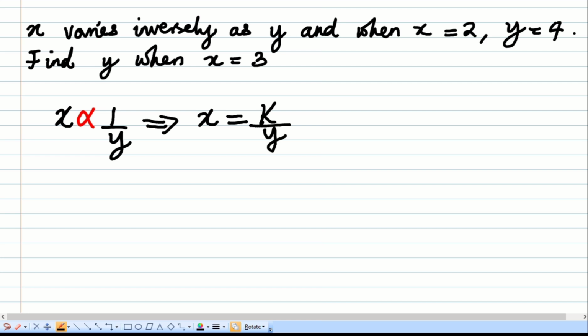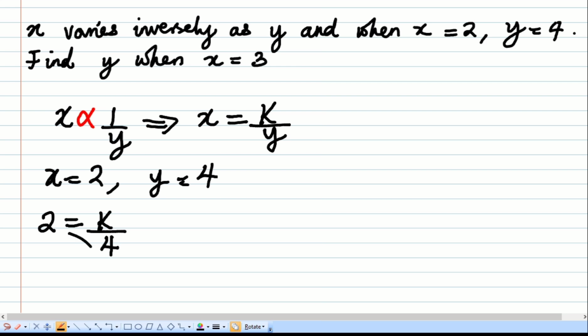Now, another secret you need to know is that the first values of x and y you're given are for you to find the constant. Remember, you must always find the constant. So, we're just going to say when x is equal to 2, y is equal to 4 from the question. So, we're going to substitute the values here. From this equation, we now have x, which is 2, equal to the constant over y, which is 4. So like this, we can find the constant. You now have that k is equal to 4 times 2. So that k is equal to 8.